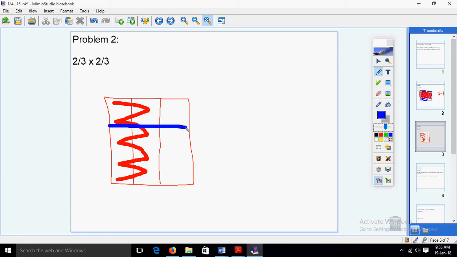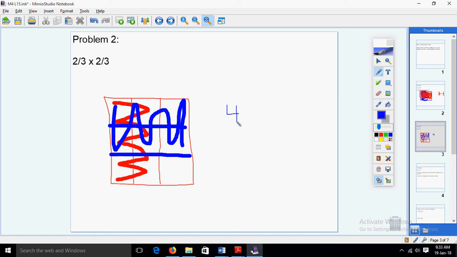All right, now I'm going to show thirds on the other way. I'm going to shade in 2 of those as well. All right, count them up. I have double shaded 4 of them, and all together I have 9. All right, so our answer is 4/9.